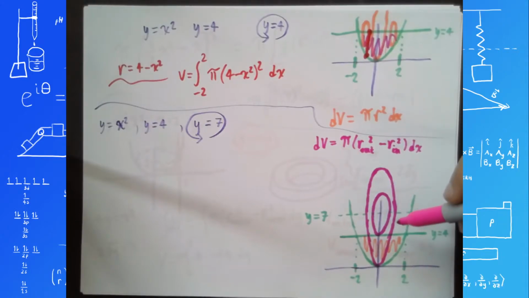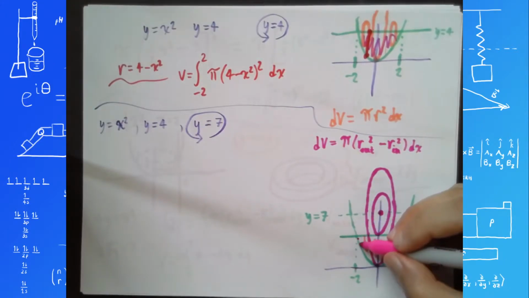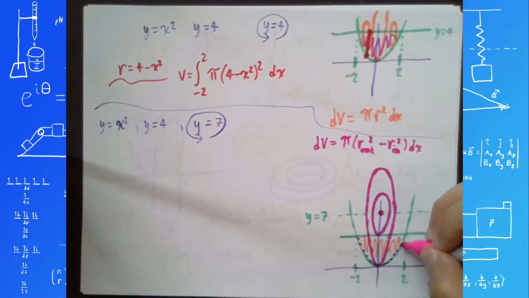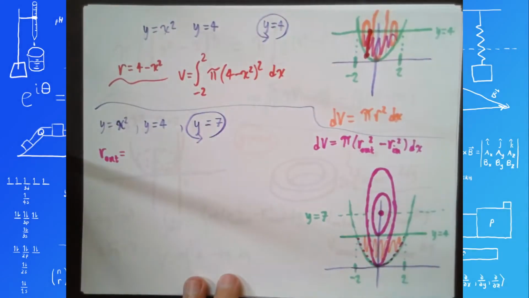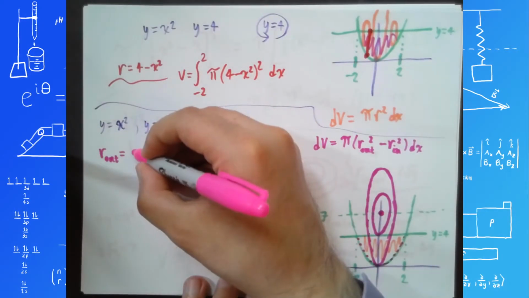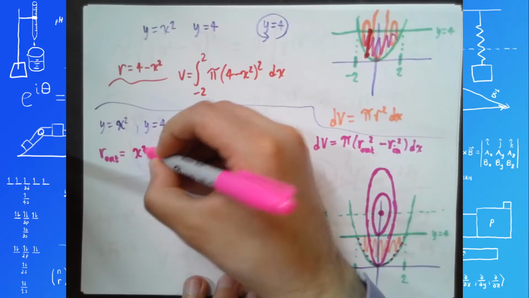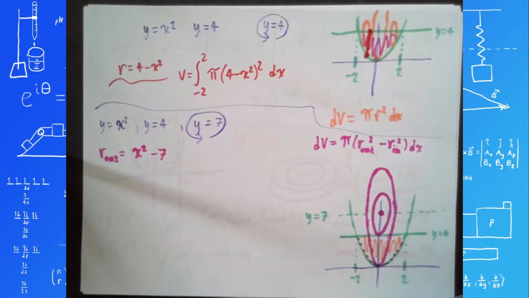our outer radius is just going to be the distance from y equals 7 to wherever this curve is at any given x. So it's the distance from y equals 7 to y equals x squared, in other words. R outer is the distance from y equals 7 to y equals x squared for any given x. That's just a vertical distance, so you can just subtract the y values. A y value of x squared minus a y value of 7, or a y value of 7 minus a y value of x squared.